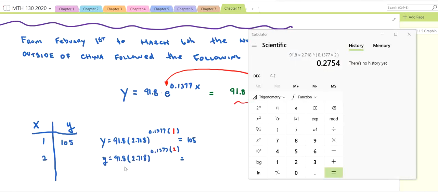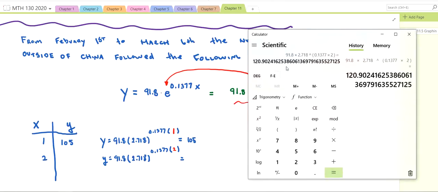Okay, now putting in x equals 2 up here in the exponent. And I typed in 91.8 times 2.718 raised to the power. Now I had to use parentheses here because I wanted to make sure that this was all kept in the exponent. And I had 0.1377 times 2. And I press equal. And now it's grown to 120.9. I'll just mark that as 121 people.